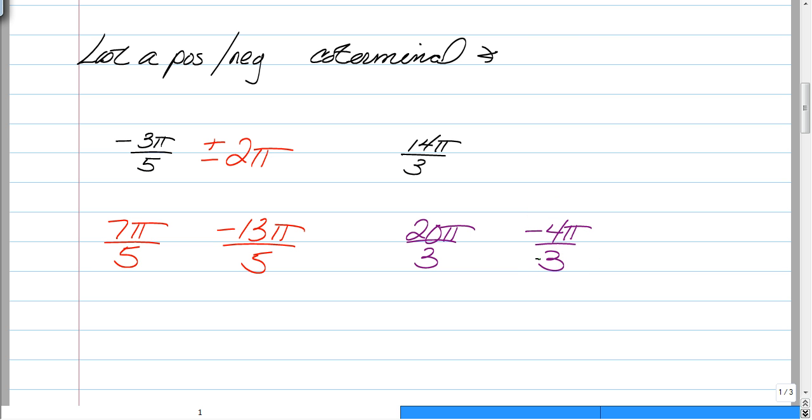Of course, you can have infinite answers with these. You can keep on adding 2 pi. You can keep on subtracting 2 pi. As long as you have one positive and one negative coterminal angle, you're good to go.